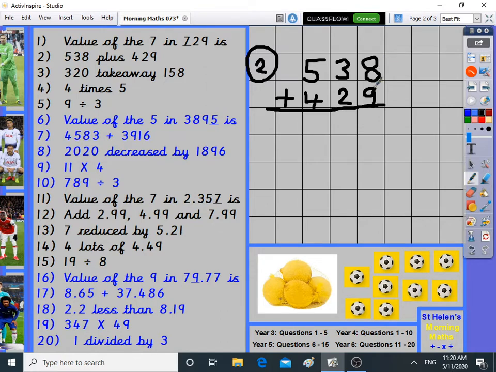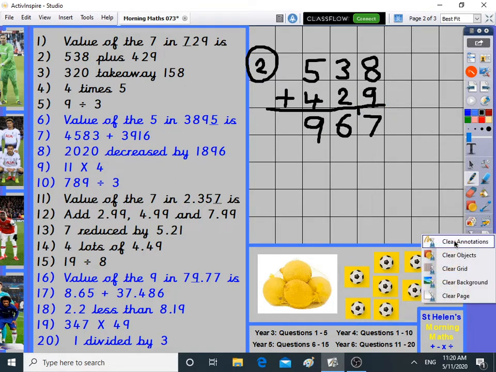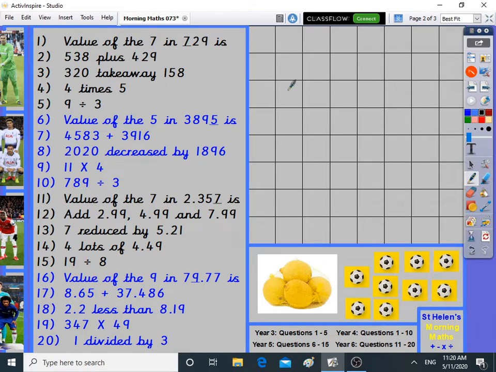And add them. 8 plus 9 is 17. 1, 7. 3 plus 2 is 5. And a little one, 6. 5 plus 4 is 9. 967. Quick check. Pause if you need to. Make sure you copy everything down, and we're on to number 3.